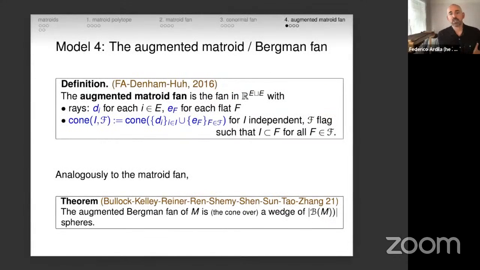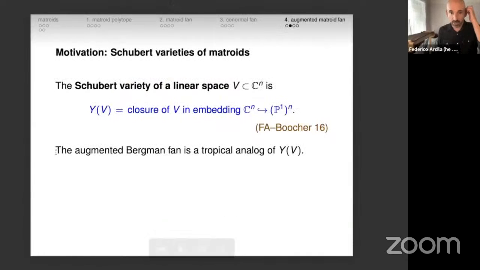Let me conclude by talking briefly about the augmented matroid fan, which is a fan that has a combinatorial definition that I'm writing here. But perhaps more than the details, I'll tell you where it comes from. Analogously to the matroid fan, it is true that this augmented matroid fan is also a wedge of spheres. Where does this come from? It comes from this construction of what has now been called Schubert varieties of matroids.